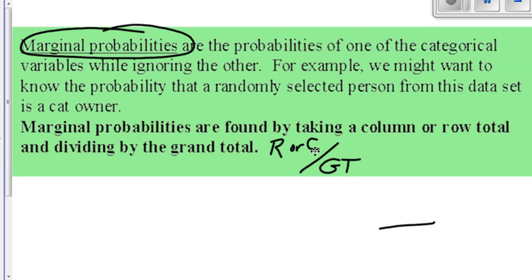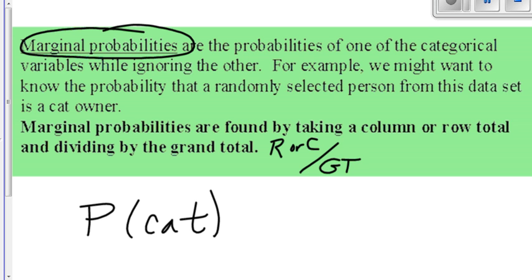And you can identify a marginal probability because it only asks about one of the variables. So for example, the one I wrote up here is, let's say we want to find the probability that someone in our data set owns a cat. Now, does this question mention dogs at all? No. So I know it's a marginal probability question because it's only asking about one of my variables.